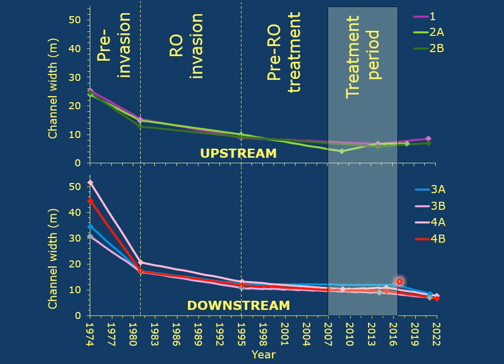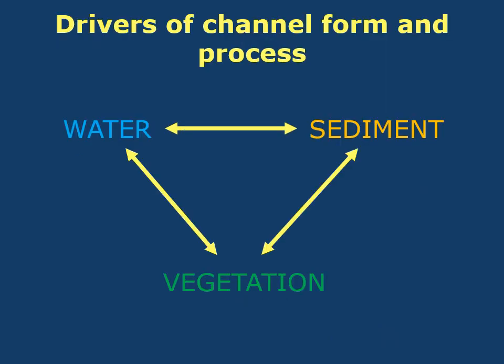Answering these questions requires some historical context, and a basic understanding of what drives channel form. Basically, river channel form responds continuously to interactions and feedbacks among the flow of water, the amount of movement of sediment, and the presence of vegetation. And understanding the responses of the Escalante River to the invasion and treatment of Russian olive is improved by viewing it in the context of long-term interactions among these factors.